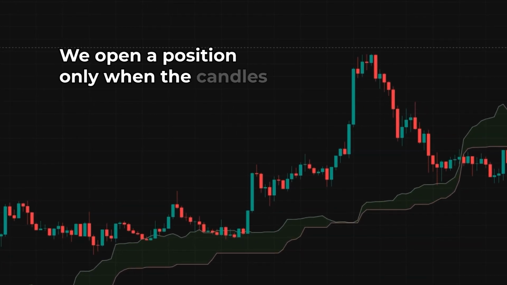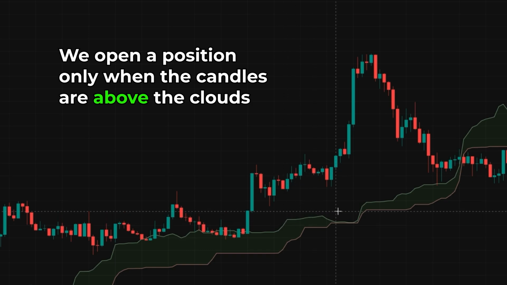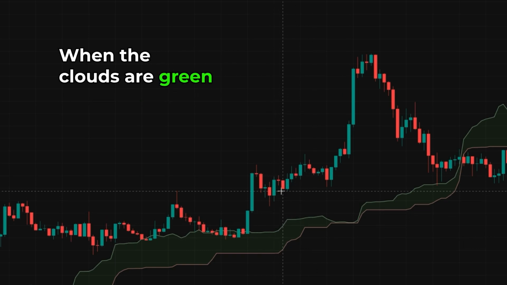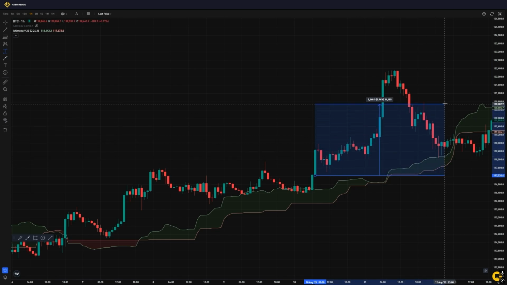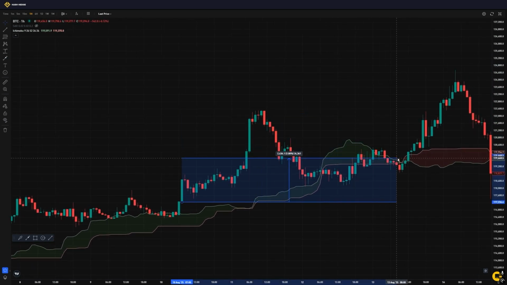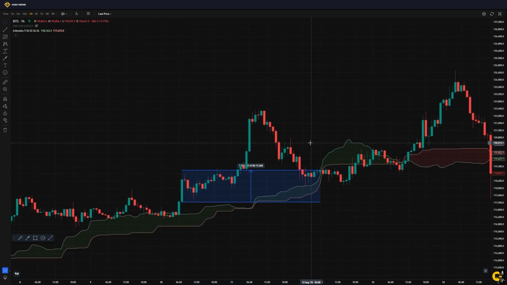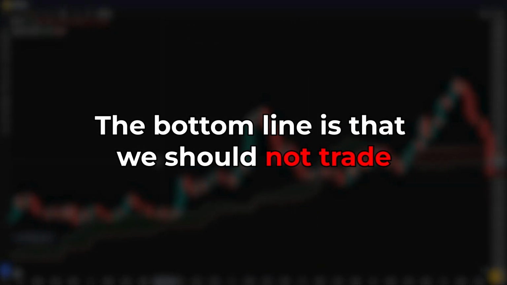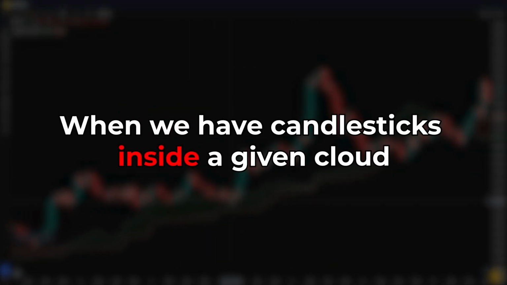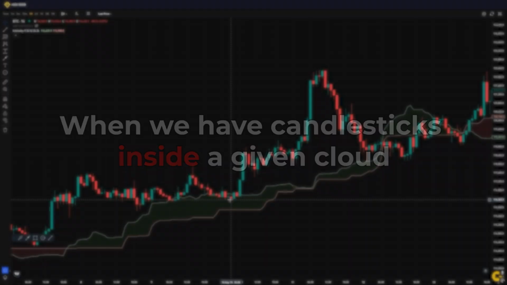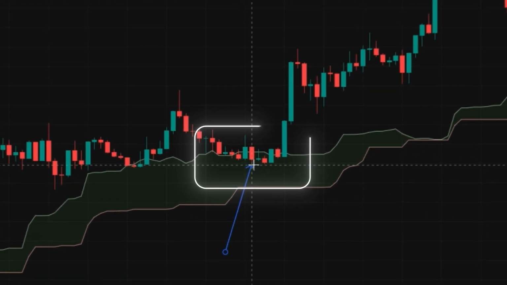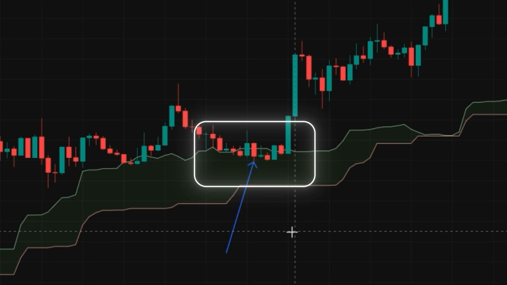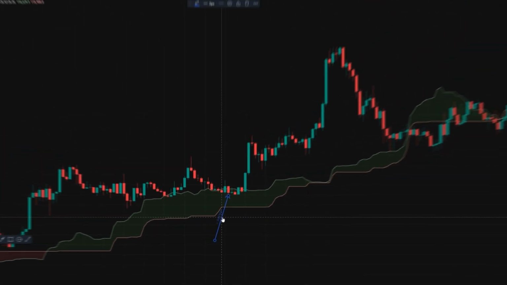We open a position only when the candles are above the clouds and when the clouds are green. And in this situation, we can open a long position and, in principle, pull it further until this moment. The bottom line is that we should not trade when we have candlesticks inside a given cloud. That is, it is absolutely impossible to open a position here because the price is inside the cloud.